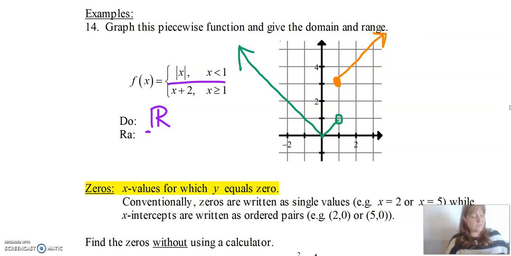So I would say from 0 to infinity, and I would include 0 because 0 is part of the range, right? Because I can get a 0 out. So that is interval notation. That's the most common one.